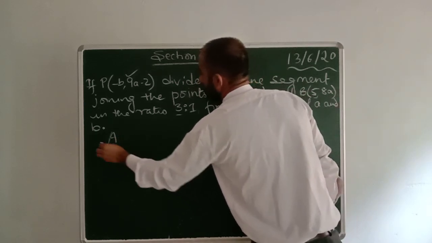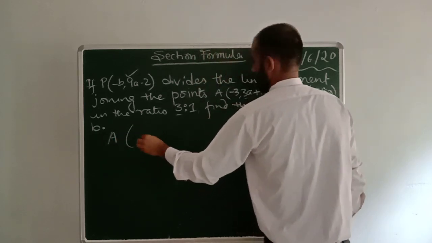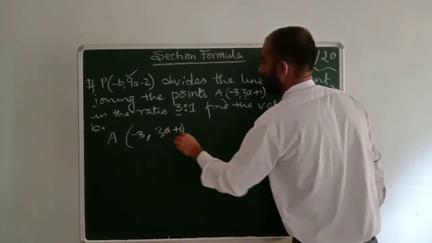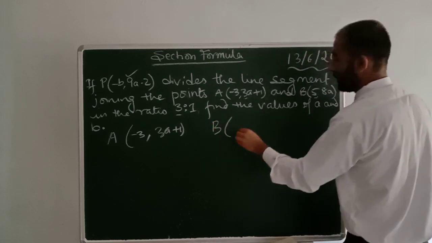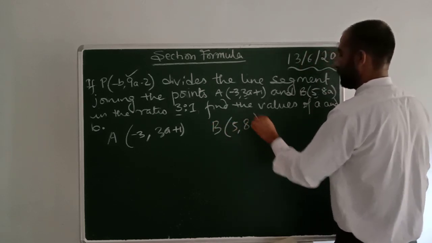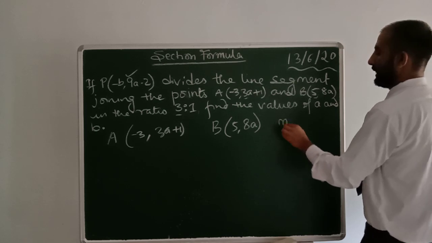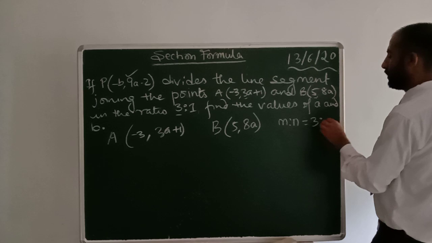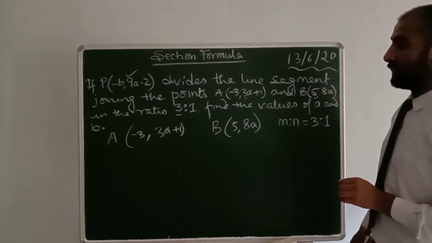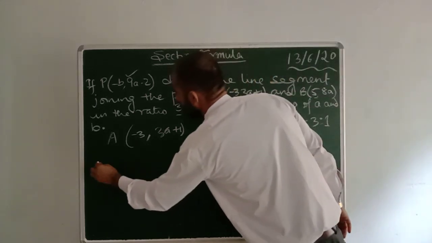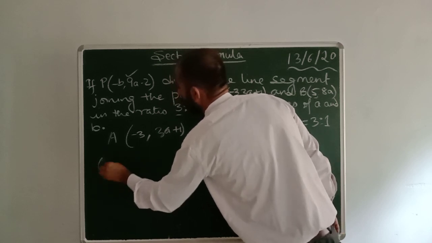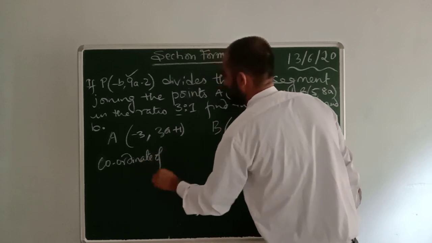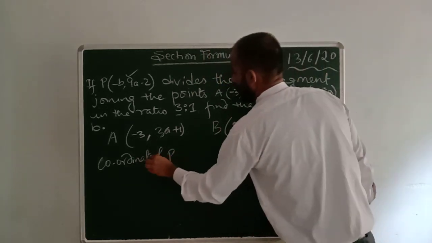A is given (-3, 3a + 1). B is given (5, 8a). And the ratio m is to n, which I generally take, is given 3 is to 1. So okay, let's find out the coordinates of P using the formula.